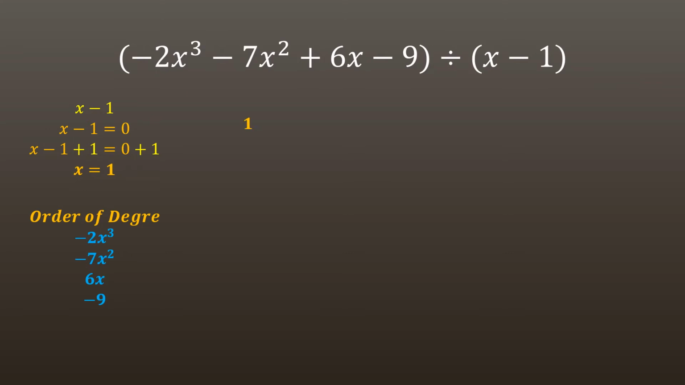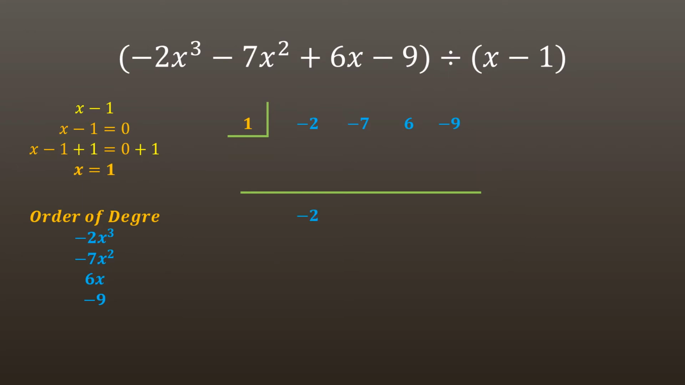Now we need to write our synthetic divisor, and then put this mark as an area to isolate the synthetic divisor. And then we write down the numerical coefficients. The first one is negative 2, from negative 2x cubed. And then we write negative 7, from negative 7x squared. And then 6 from 6x, and then negative 9. So we put that mark so that we know what to operate.